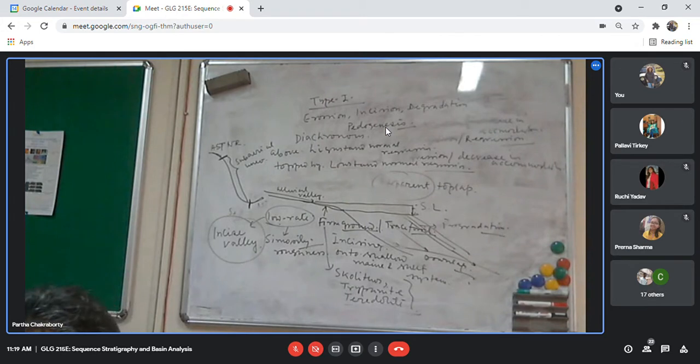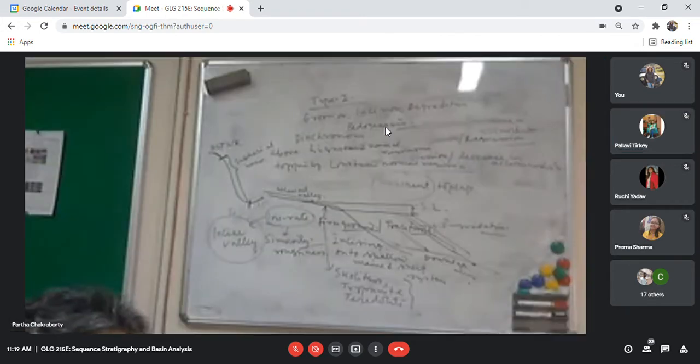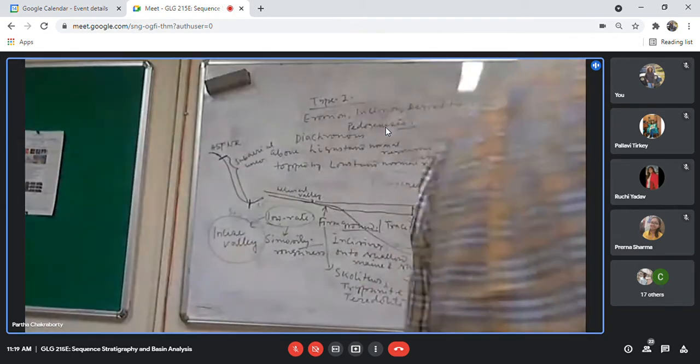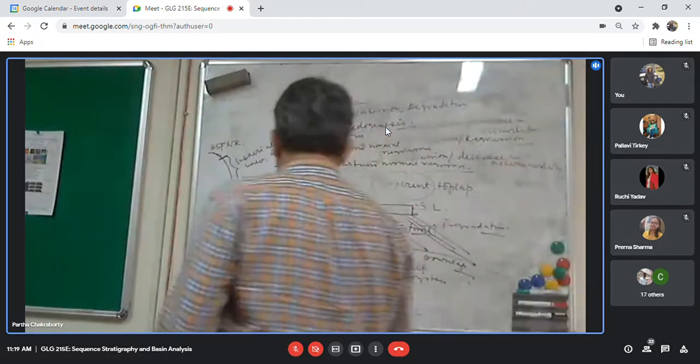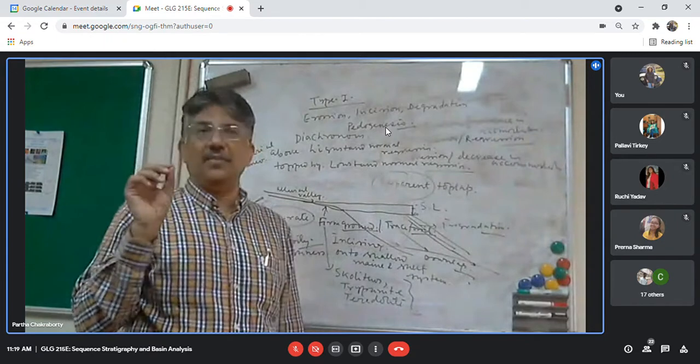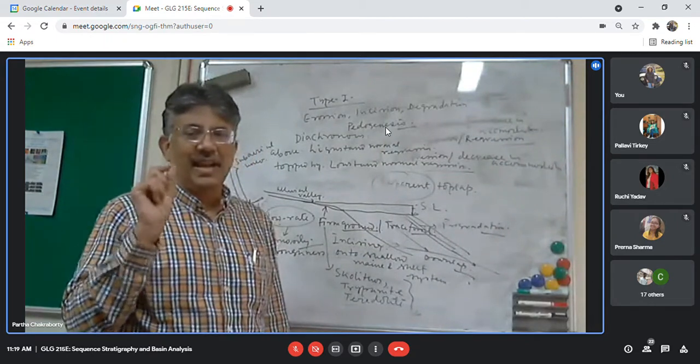And the entire unconformity, as I discussed, is a diachronous surface. The diachronous surface means that the river system will continuously go on with time. This is what you call the subaerial unconformity. I am talking about the subaerial unconformity.